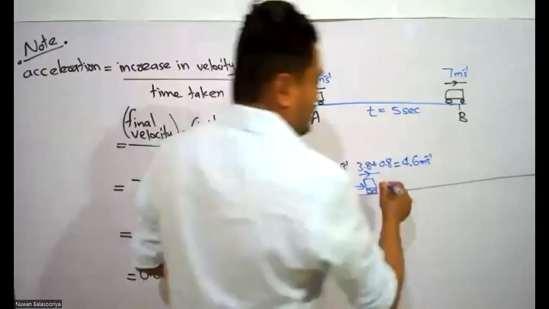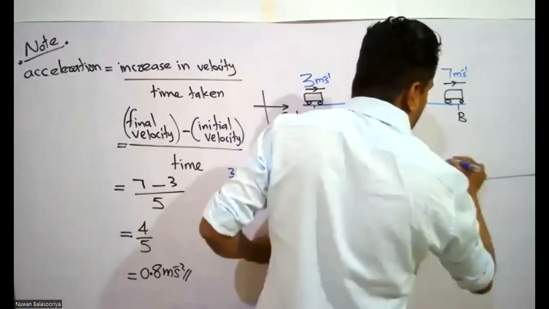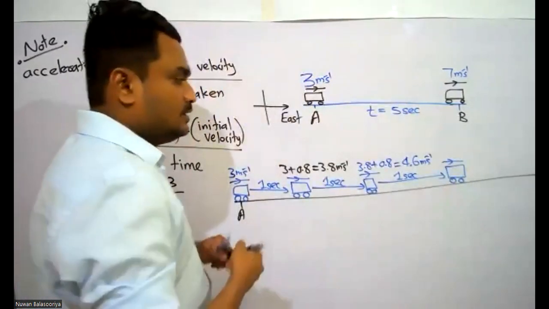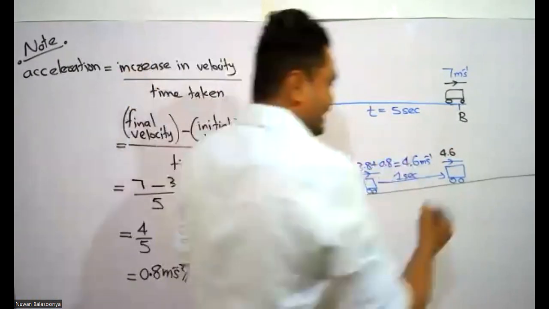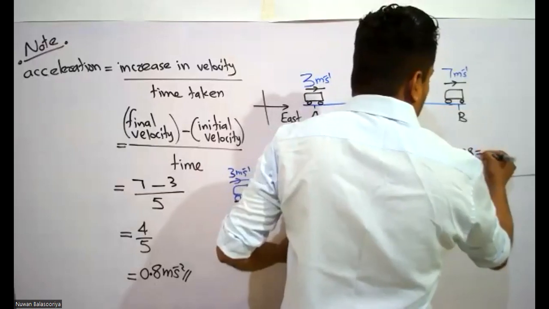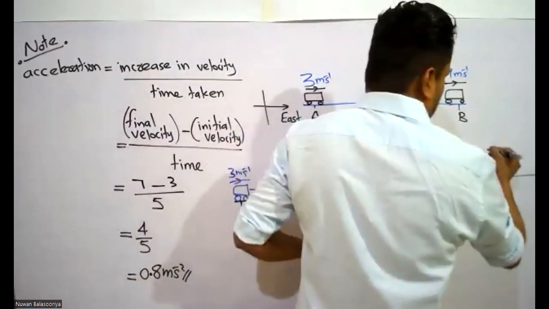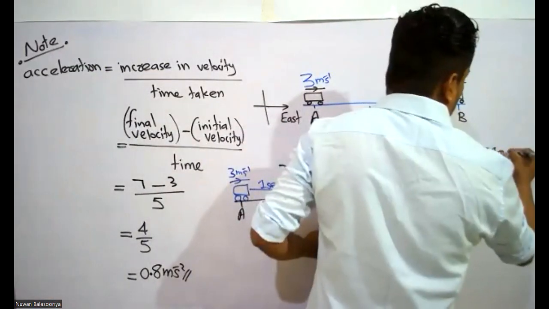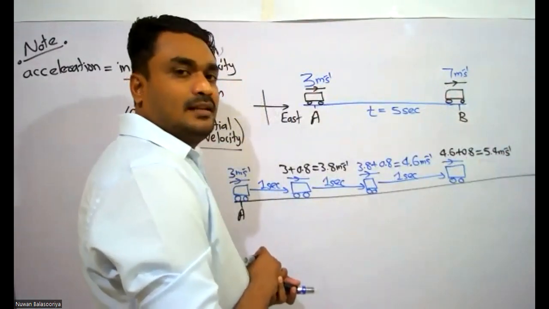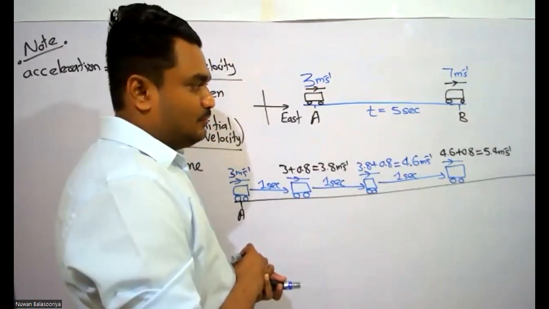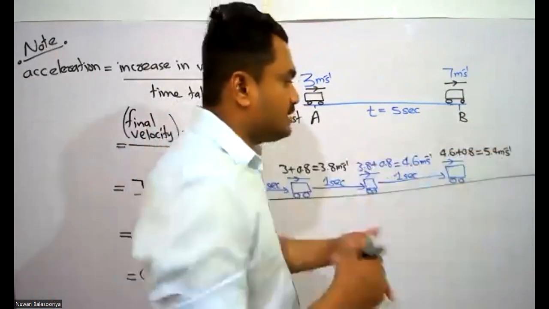Then what will be the velocity after 1 more second? 5.4. Very good. Previous velocity 4.6 plus acceleration 0.8. So altogether, 5.4. So like that, please add and check 1, 2, 3, 4, 5 seconds.